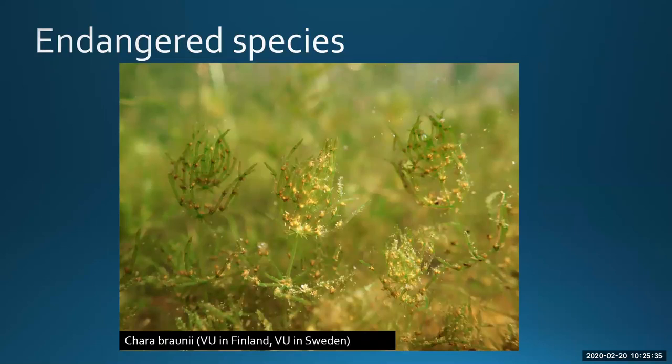The opposite then is this charophyte, the Chara braunii. It is classified as vulnerable in both countries, but this one we have quite a lot of in Sweden. We have more of a meadows in the Haparanda area, whereas in Finland you'll only find them in a few places, and more of the odd individuals of them.